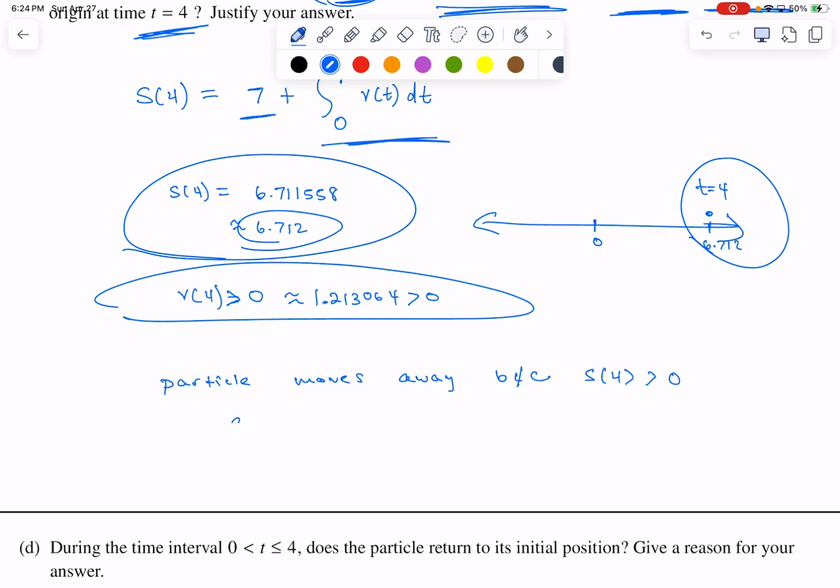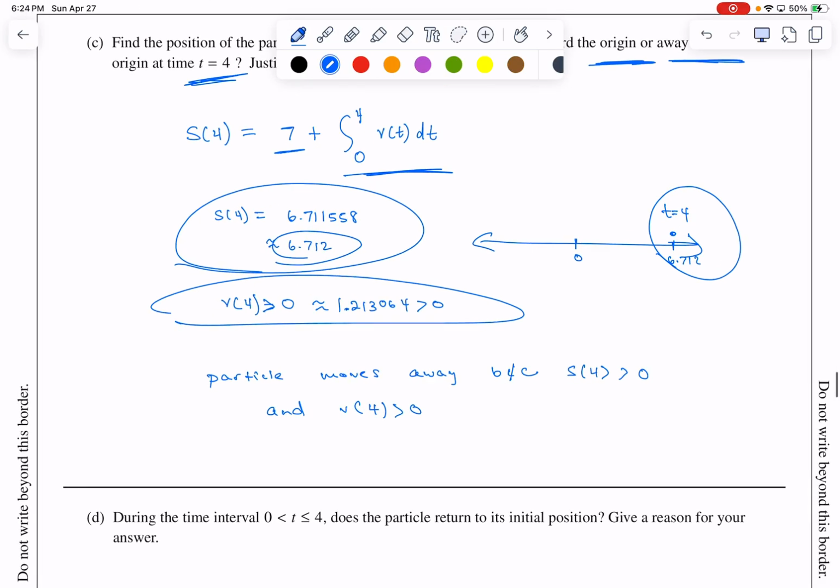And what else? And V of 4 was positive. Remember, if velocity and position have the same sign, you'll move away from the origin. If they're different signs, you'll move towards. Okay, we put that on the calculus essentials. You can just put they're both positive. You don't have to use greater than 0. They don't care. You can write it however you want.